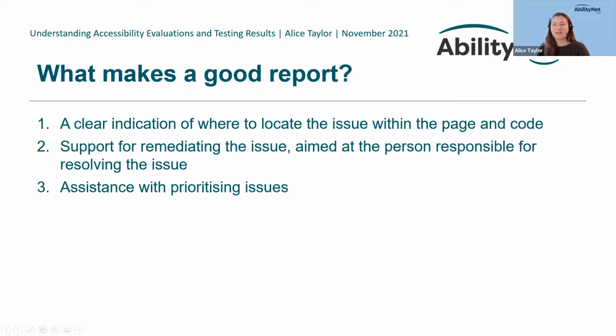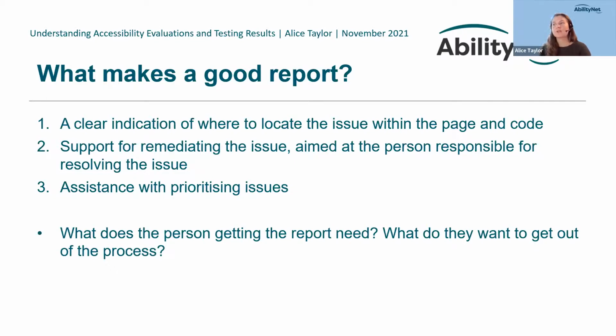And also provide assistance with prioritising issues. So think about that context we talked about. Context does matter. What is the situation for that particular issue? And think about, what does the person getting the report need and what do they want to get out of the process? So it's important to make sure the person getting the report has everything they need. Accessibility reports are the first step in a process, and it shows the position at a point in time. So it's important to think about how you can take those learnings from that report and then go and embed it within your process.